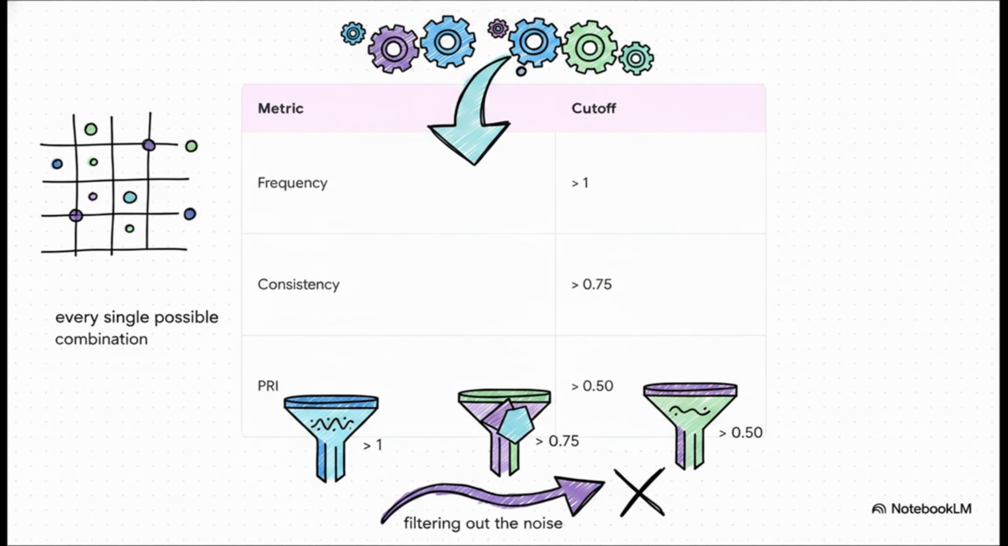After checking necessity, we move to the absolute heart of the analysis, constructing the truth table to test for sufficiency. This table is wild. It lists every single possible combination of your conditions. To find the configurations that actually matter, we apply some strict thresholds. We set a frequency cutoff of greater than 1, or maybe 3 for larger datasets, just to drop the rare combinations. Then we require a consistency of greater than 0.75 and a proportional reduction in inconsistency, or PRI, of greater than 0.50 to filter out all the noise.